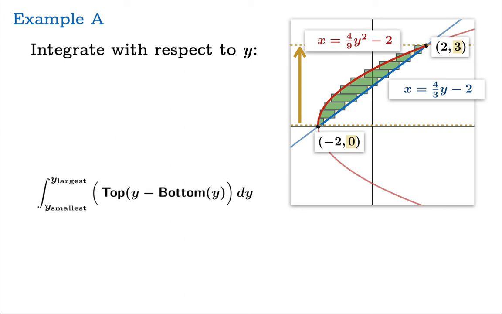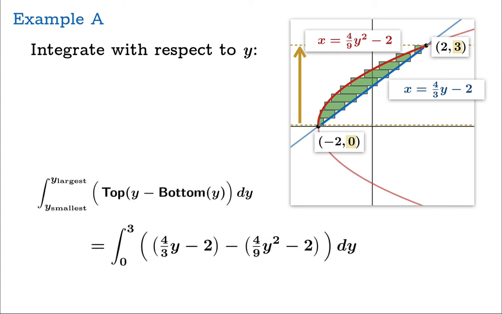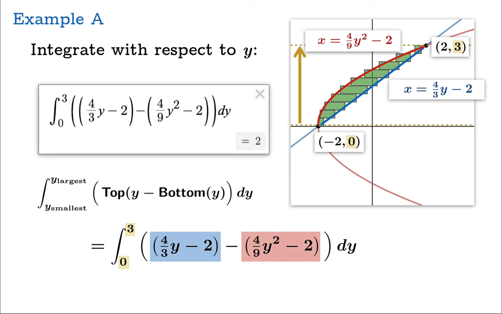Here's our generic formula. And now we're going to put in the specifics in this case. So we're going from 0 to 3. We're integrating the top minus the bottom. So this integral should give us the area. And once again, we plug this into Desmos and we see we get agreement.